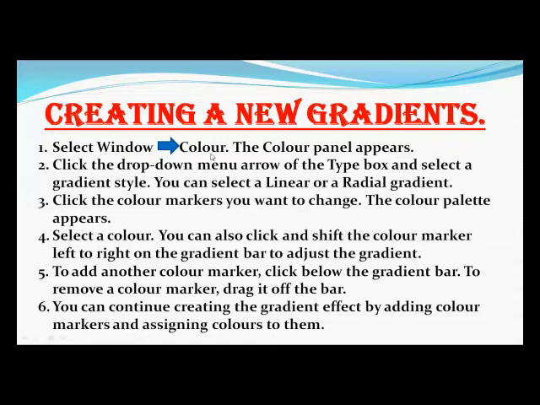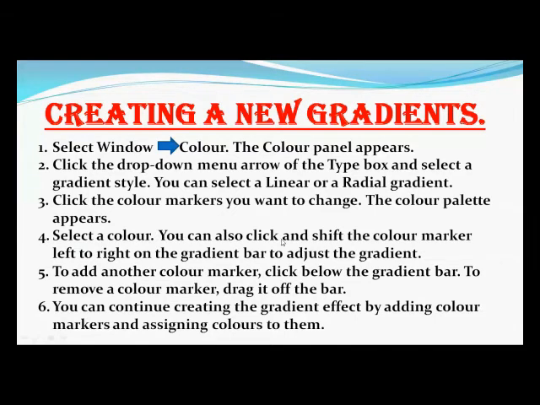Select Window, Color, and the color panel appears. Step number 2, click the drop-down menu arrow of the type box and select a gradient style. You can select a linear or radial gradient; those are the types of gradient. Then click the color markers you want to change. The color palette appears. Select a color.